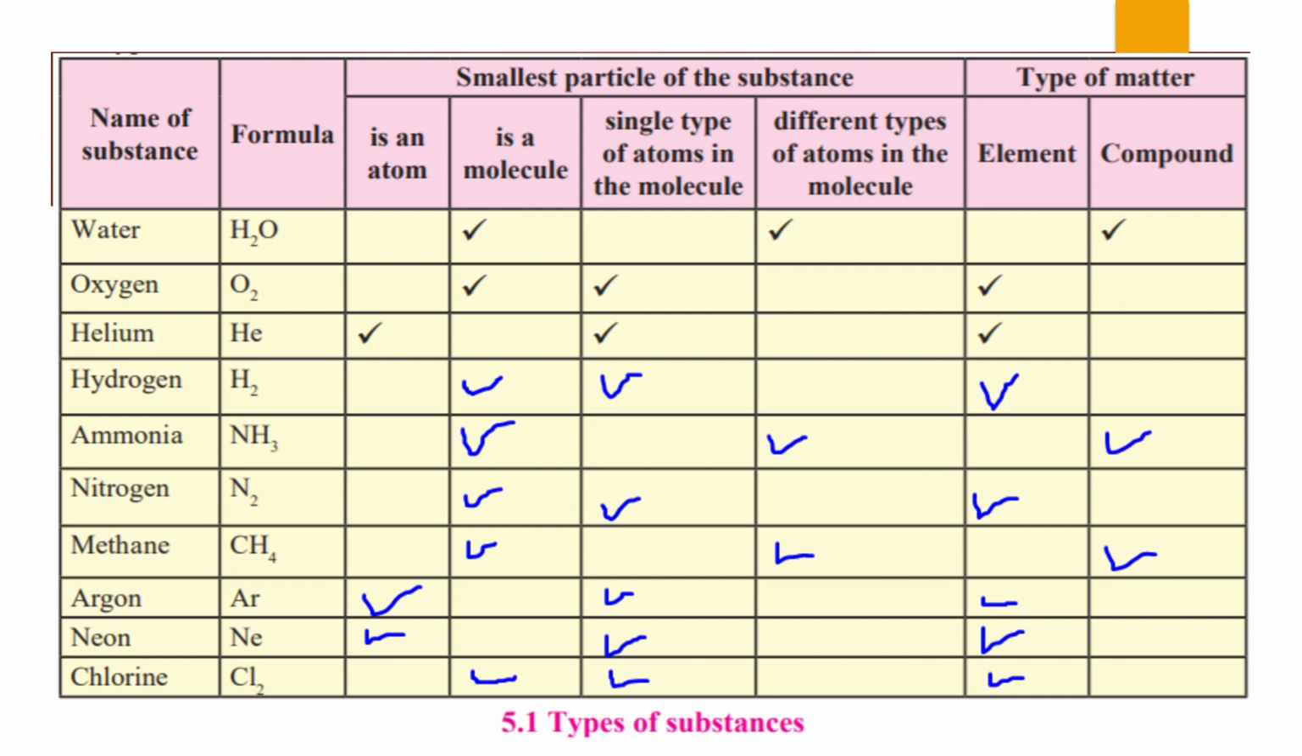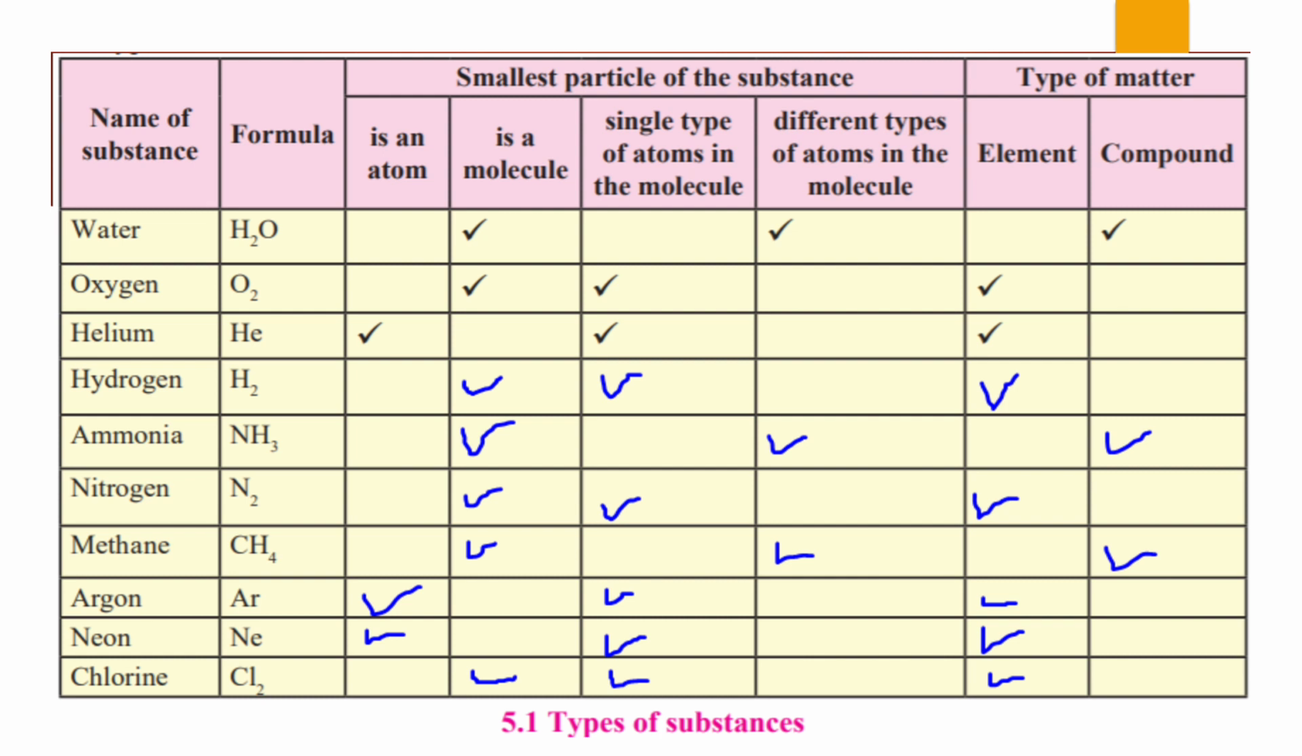Then next is nitrogen. The formula is N2. Here it is again a molecule, and a similar or single type of atom is involved in this molecule, and as a single type of atom is involved, it is an element. The next one is methane, CH4. It's a molecule. Different types of atoms are present, carbon and hydrogen. When two different types of atoms are combined, they form a compound. Hence methane is a compound.